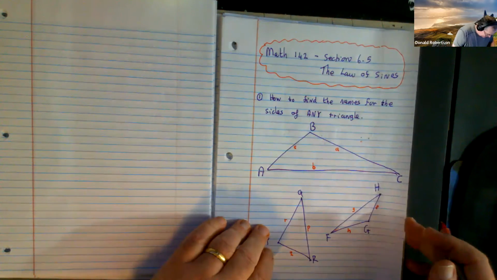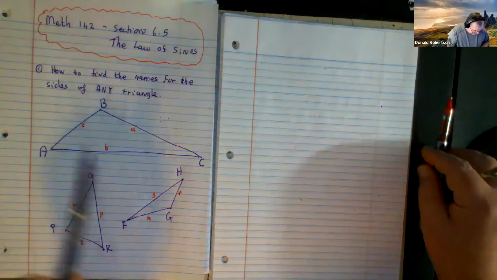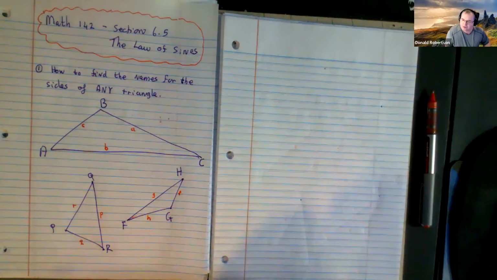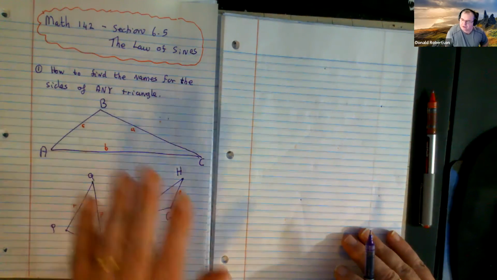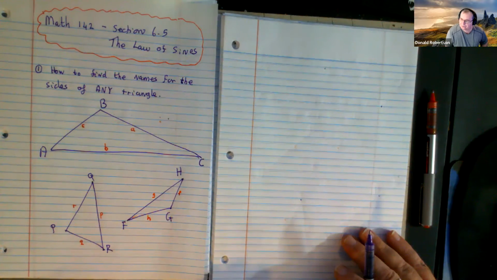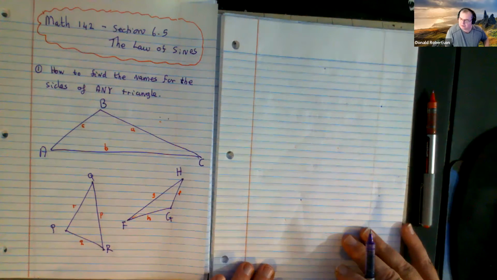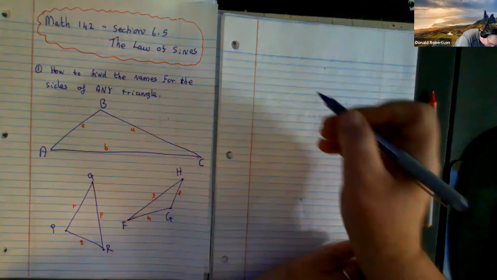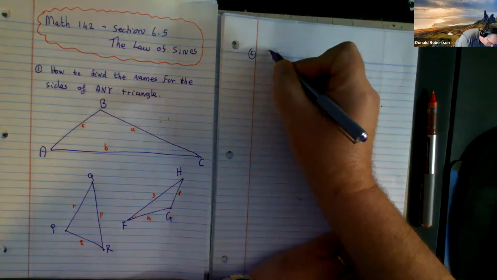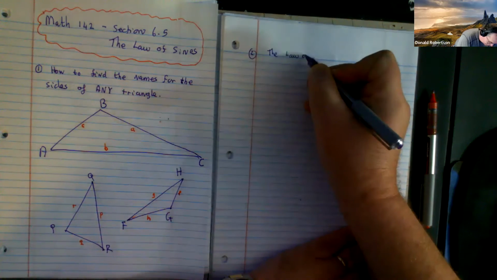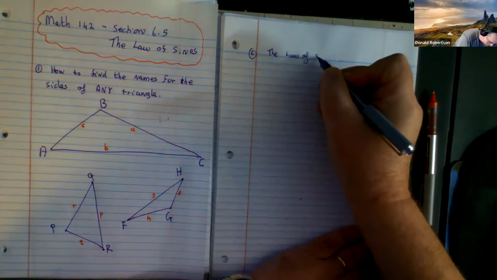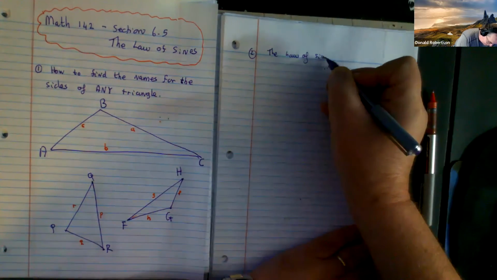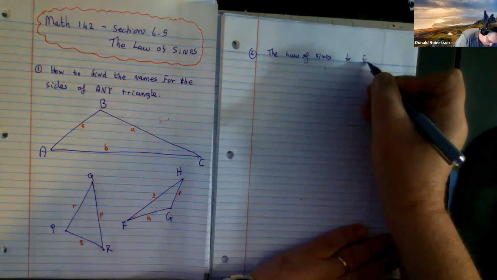So, can we call that done? Do you need more of these? Or are you comfortable with naming the sides? We're good? Okay. Now we're going to use the law of sines to find missing sides.